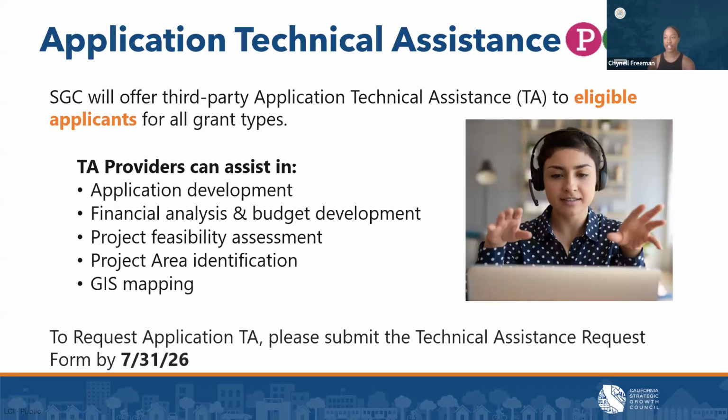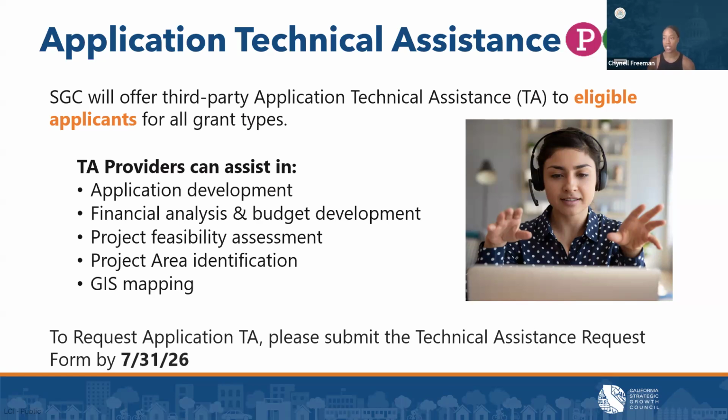Now we will cover application technical assistance available during the application period. SGC will provide third-party application technical assistance, or TA, to eligible applicants across all grant types to help support the development of strong and competitive applications. Priority for TA will be given to tribal applicants, TCC programs, as defined by TCC programs, as well as applicants with project areas located in disadvantaged unincorporated communities.